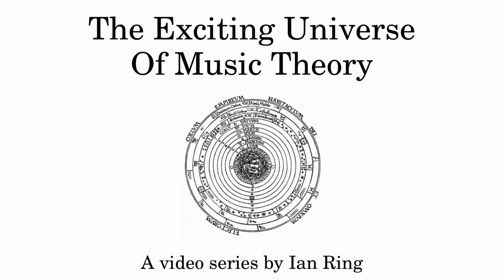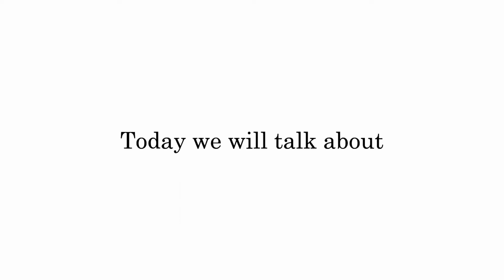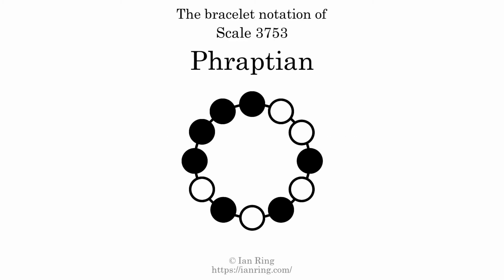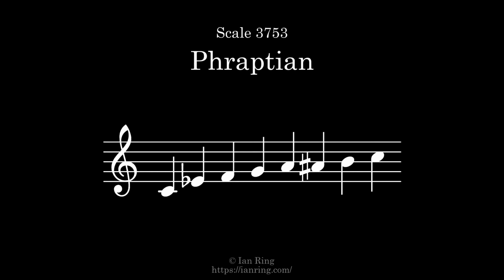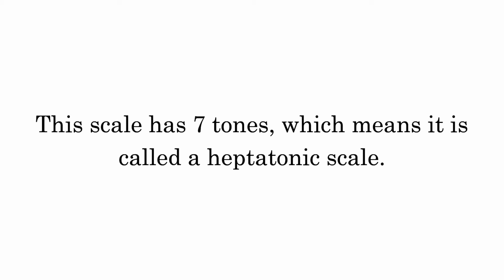Welcome to the exciting universe of music theory. Are you ready to learn? Then let's begin. Today we will talk about scale 3753, Phrygian, which sounds like this. This scale has 7 tones, which means it is called a heptatonic scale.